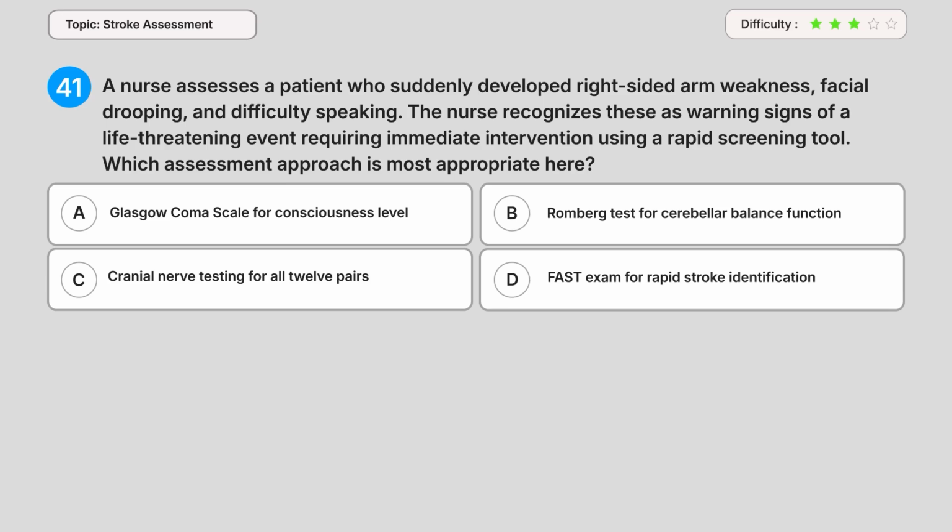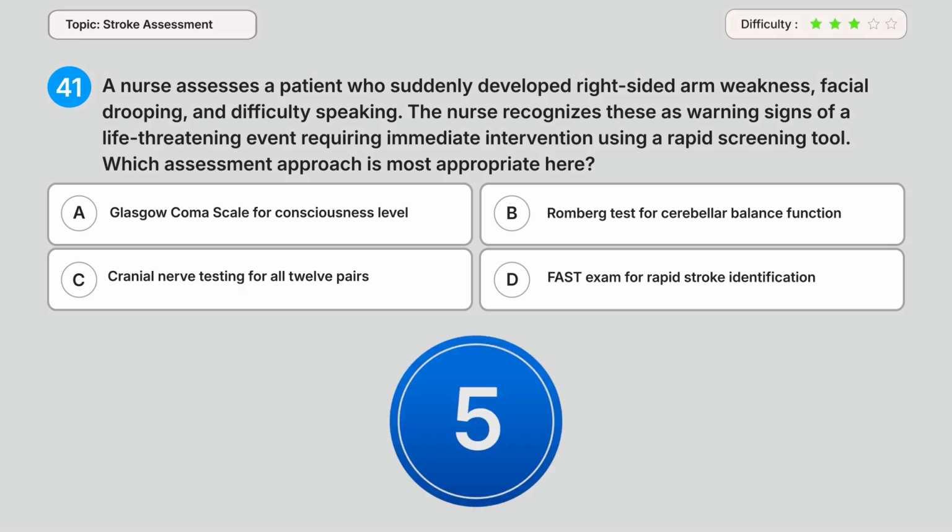A. Glasgow Coma Scale for consciousness level. B. Romberg test for cerebellar balance function. C. Cranial nerve testing for all 12 pairs. D. Fast exam for rapid stroke identification. Do you know the answer?